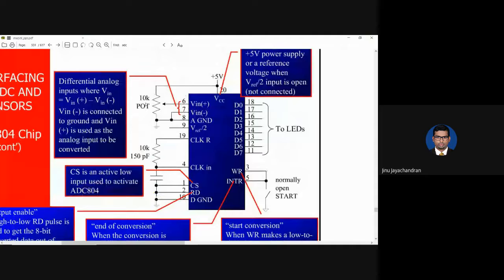So in this chip, you see that you have D0, D1, D7. So this is basically the output. You have V in and V in minus. This is called as a differential analog input voltage. So basically you give the input voltage to V in and V in minus. V in minus is usually ground. If you want to give a differential voltage, for example, like 5 volt and 2 volt, then the conversion will be happening between 2 and 5 volt.